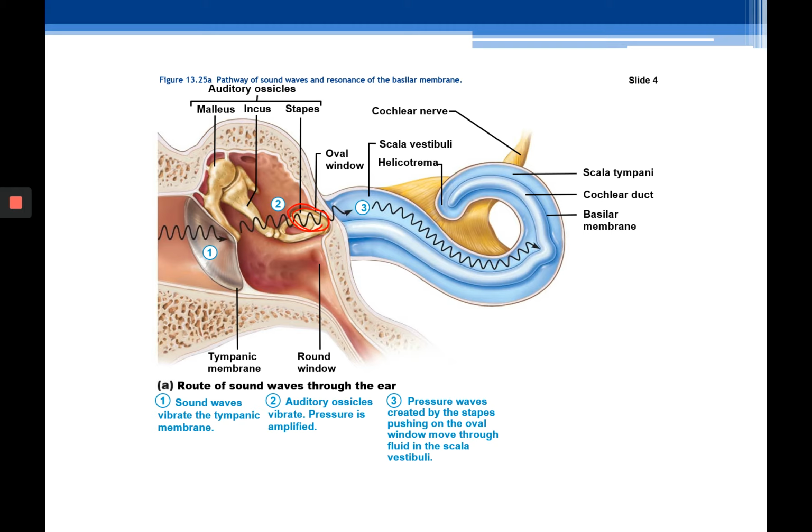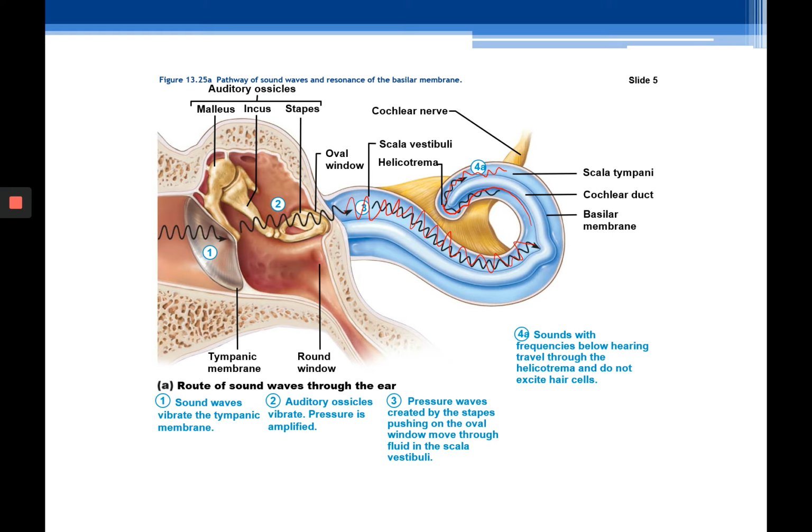So we're seeing here that pressure waves created by the stapes pushing on the oval window move fluid that's in the scala vestibuli. So they move through that bony membrane, and it'll move fluid in the scala vestibuli because we just amplified those waves. So that sound wave is going to move through the scala vestibuli, and if it's not loud enough, it would just continue moving till it goes around the bend called the helicotrema, and it'll eventually just die out. It would move into the scala tympani.